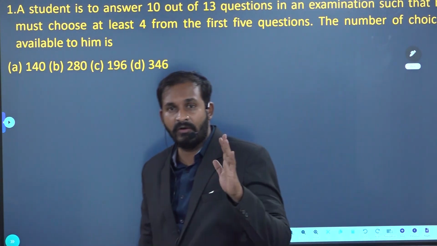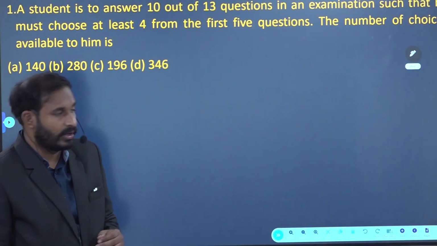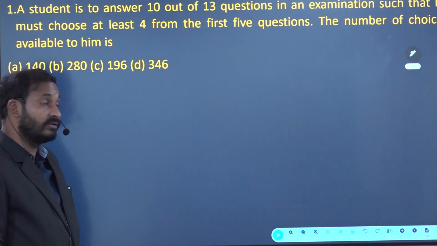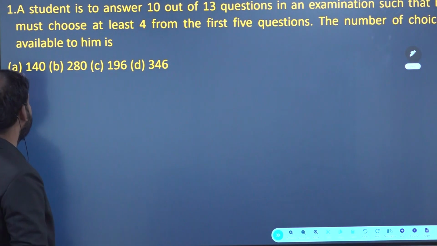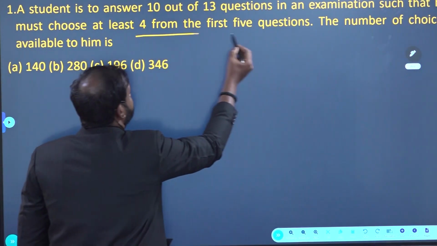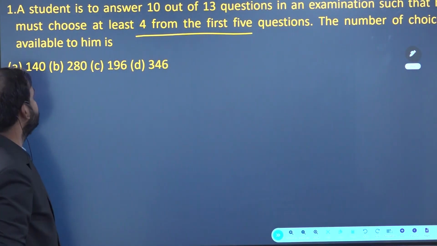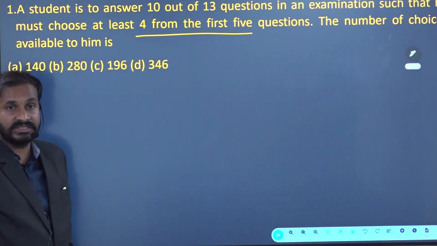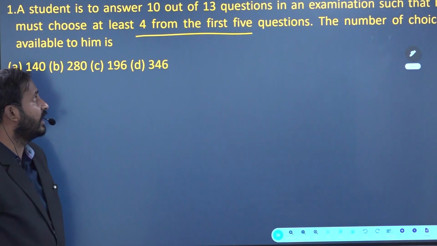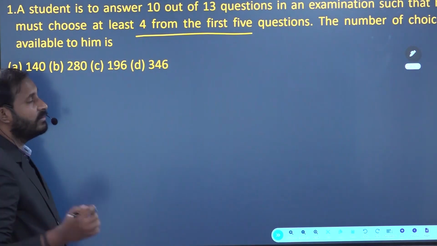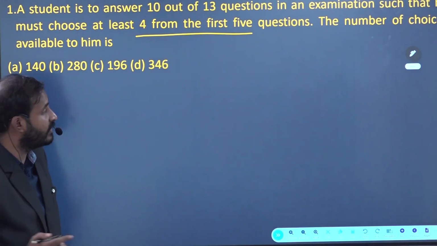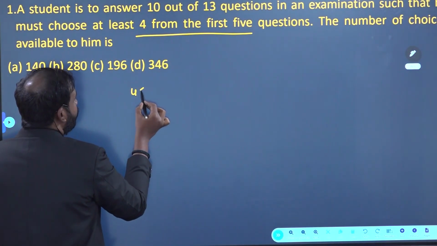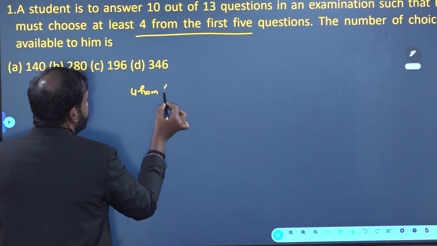Generally in the exam, now we will come to the examination point of view. Now see here, a student is to answer 10 out of 13 questions in an examination such that he must choose at least 4 from the first 5 questions. The number of choices available to him. So overall he should attempt 10 out of 13 questions. So you need to attempt at least 4 from the first 5. So what is my condition? Please see here, 4 from the first 5.